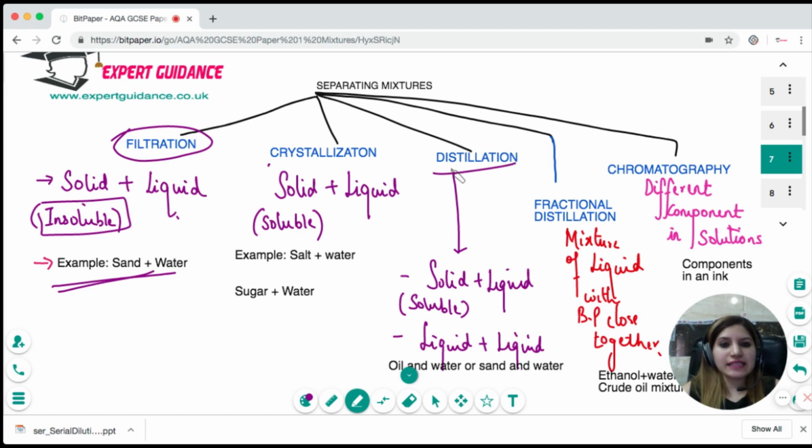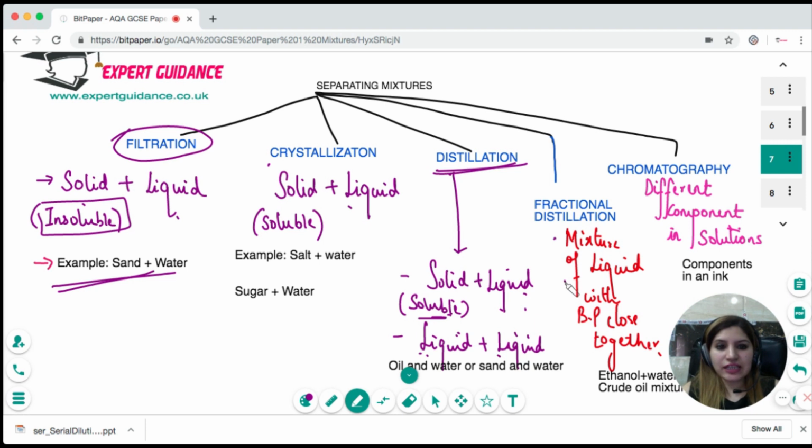Next is distillation. Distillation can only be used when you have a solid and a liquid where the solid is soluble. You can also use crystallization, but in crystallization, the liquid is lost. It is evaporated. But in distillation, you can collect the liquid, or you can take two liquids which have different boiling points.